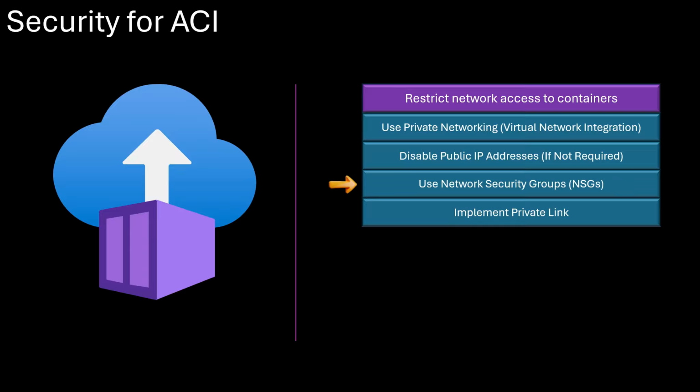You should use network security groups. Means control which IP addresses and services can access your ACI workloads. And you should implement private link. Means you should securely connect ACI to Azure services like storage accounts and Key Vault without exposing them to the public internet. Bottom line, by securing network access, you prevent unauthorized users from reaching your containers.